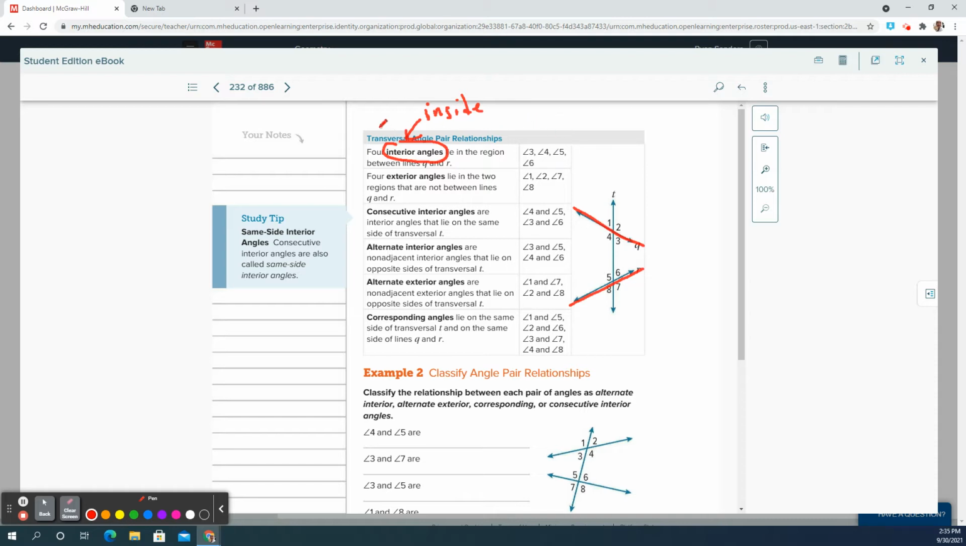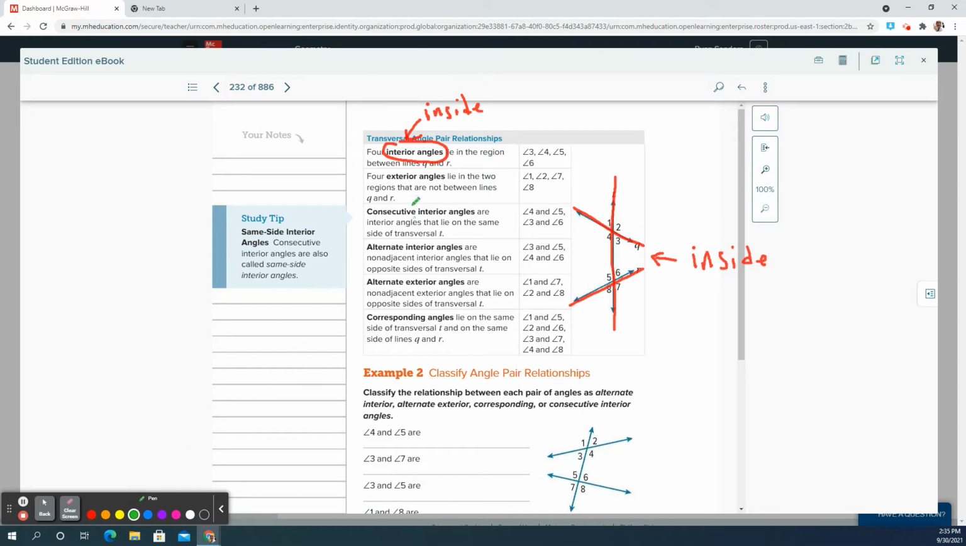They're cut by the transversal. The transversal is the one that cuts through it this way. So what angles are on the inside? Well, the inside is here. Inside is here. So what angles are on the inside here? We've got angle 4, angle 3, angle 5, angle 6. And that's what we have there.